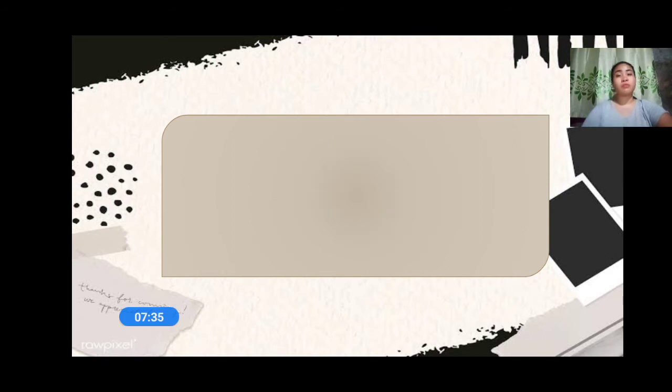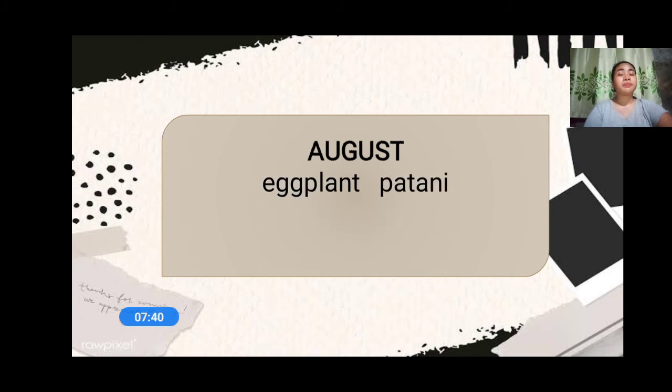Okay, so let's proceed to August. So these are the vegetables that can be planted during August. We have the eggplant, patani, soybeans, and radish. So what are the vegetables that can be planted during the month of August? Very good. So we have, everyone, eggplant, patani, soybean, radish.